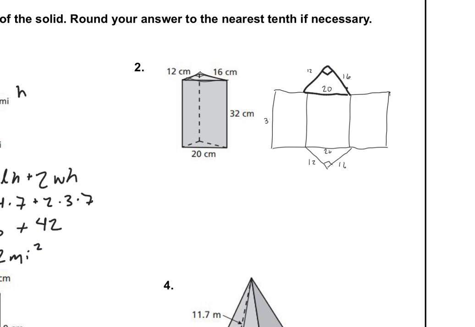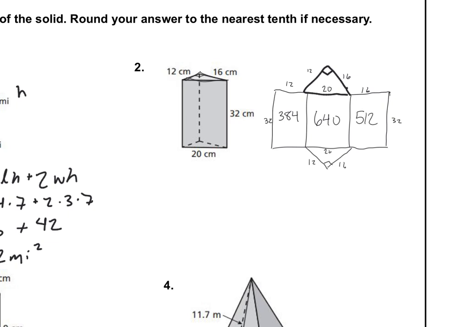All right, so this is 32. This is 12. This is 16. This is 32. And now I just need to find the area of each of them. For the first rectangle there, I see it's 12 times 32, which is 384. 32 times 20 is 640. And then finally, 32 times 16 is 512.